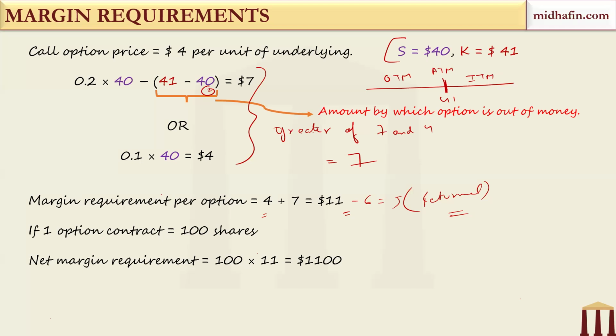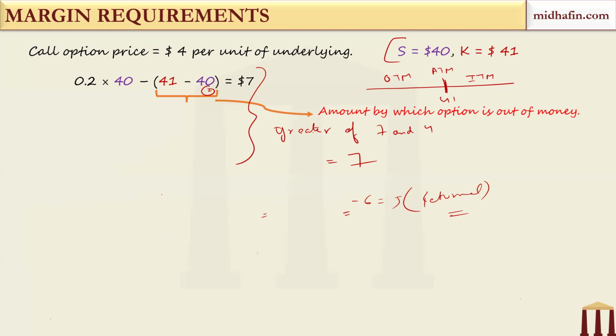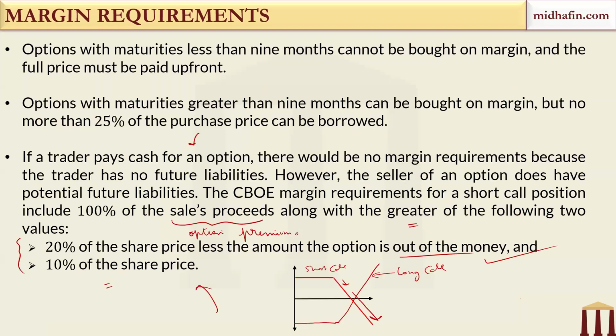Great. Fine. So sir, can you go to the previous slide? Yes, absolutely, please. Okay, so the first point is maturity is less than 9 months, full price must be paid upfront, meaning the entire margin. Options with maturities less than 9 months cannot be bought on margin, and the full price must be paid.